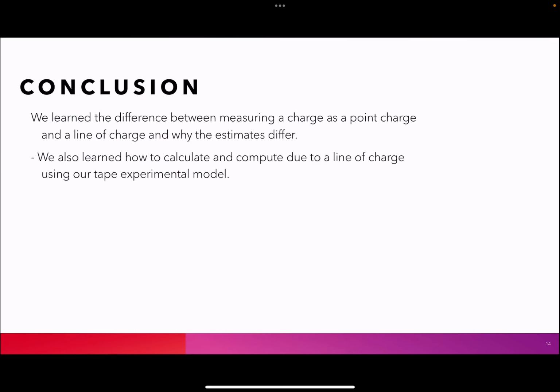So in conclusion, we learned the difference between measuring as a point charge and as a line of charge, and why the estimates differ, and we learned how to compute and calculate the line of charge using our tape experimental model.